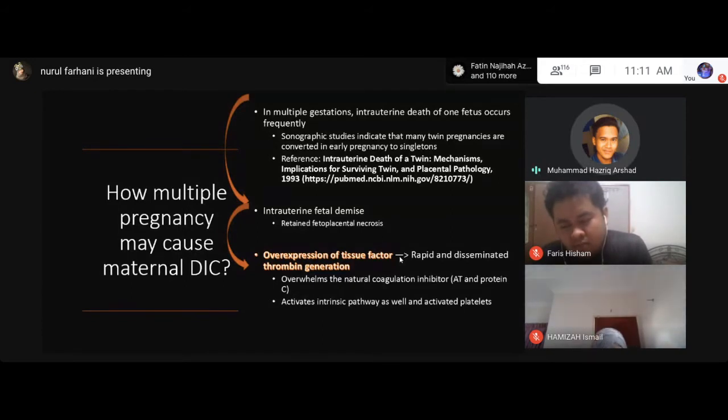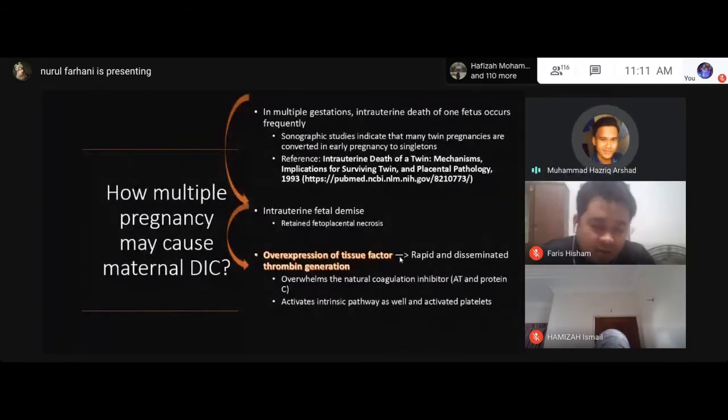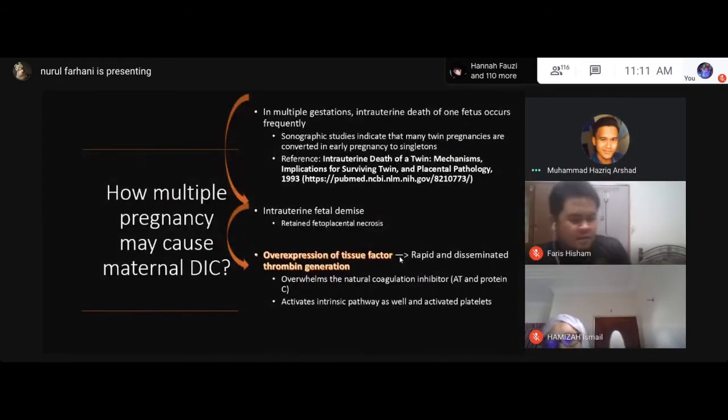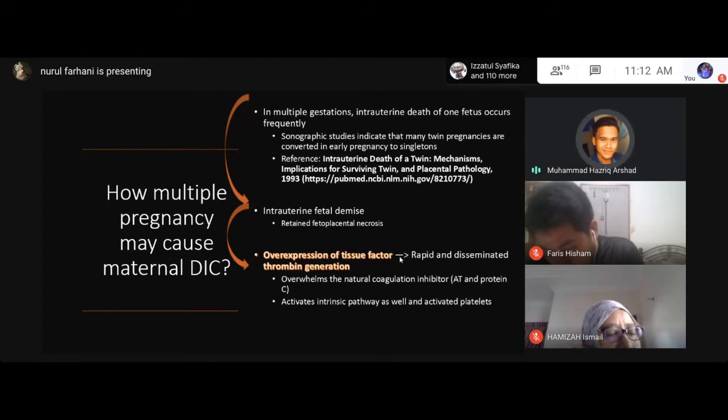And then next it relates to overexpression of the tissue factor, which leads to rapid and disseminated thrombogeneration, just as we talked about in the pathogenesis earlier on. So when there is retained fetal placental necrosis, there will be overexpression of tissue factor, which can lead to thrombogeneration rapidly and disseminatedly. This will lead to natural coagulation inhibitor. And last but not least, you will activate the intrinsic pathway as well, because another job of thrombin is to activate the intrinsic pathway. Tissue factor is from the extrinsic pathway, but it leads to generation of thrombin. Then this thrombin will also activate the intrinsic pathway as well as the activated platelet.